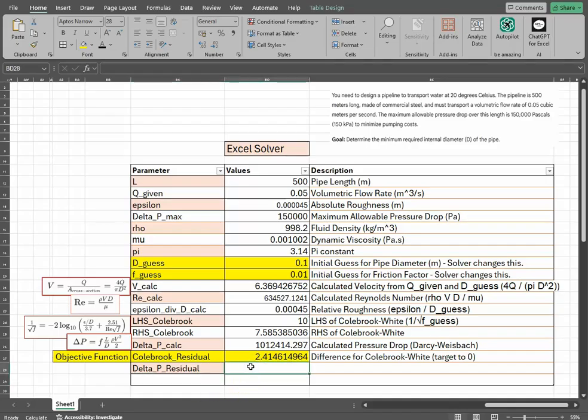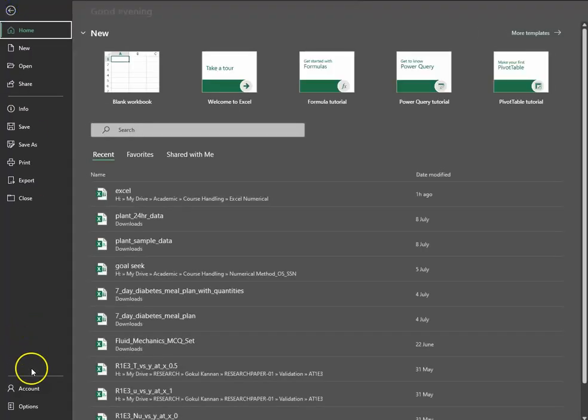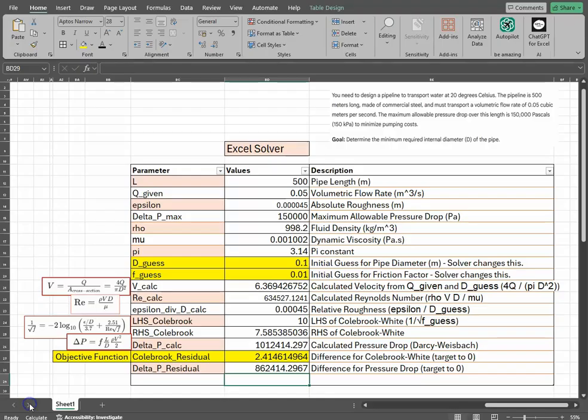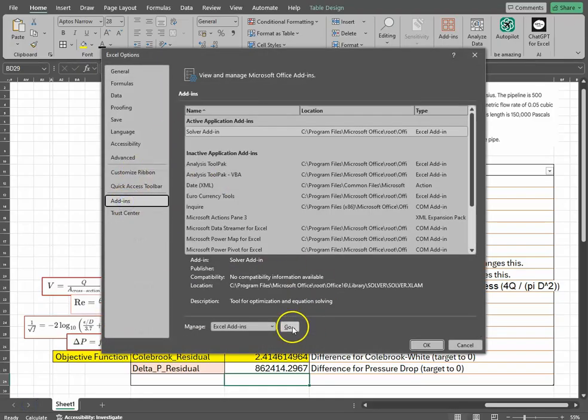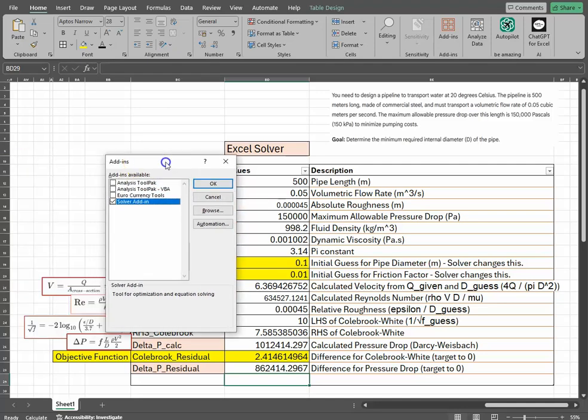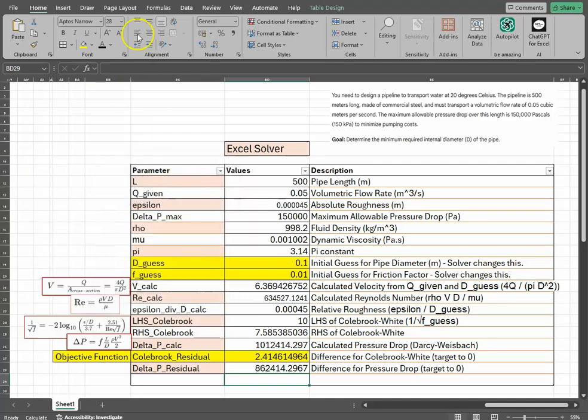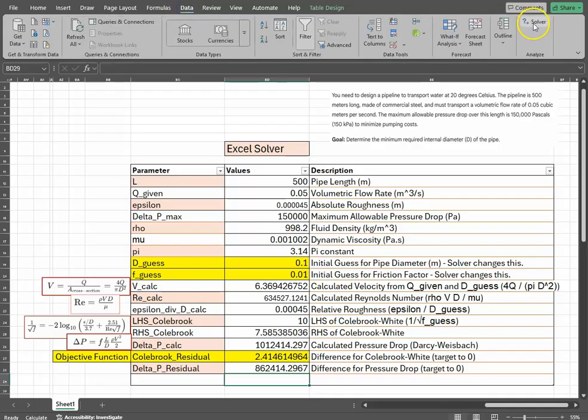Then delta P residual. So we have already calculated delta P. So that calculated delta P is here minus that given delta P max is this. Now we'll use Excel solver. If you don't find that Excel solver, so you will go here to options and then add-ins, then go, then here you have to tick mark and then OK. So that will come in the data tab as solver.